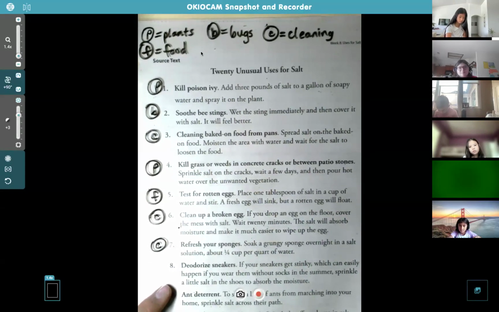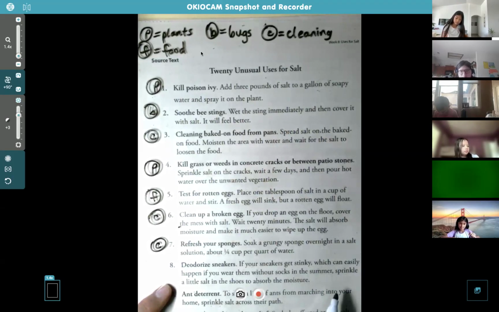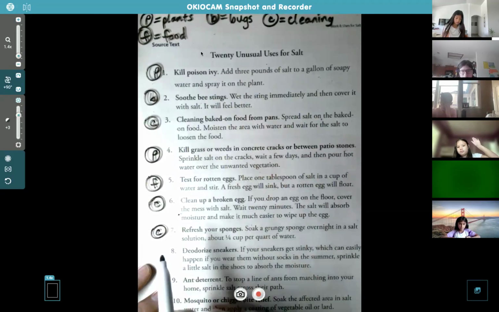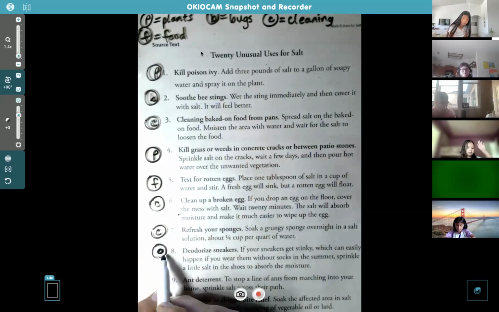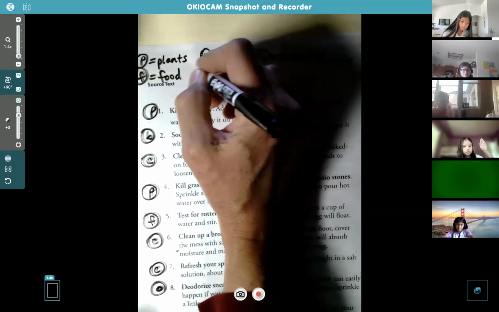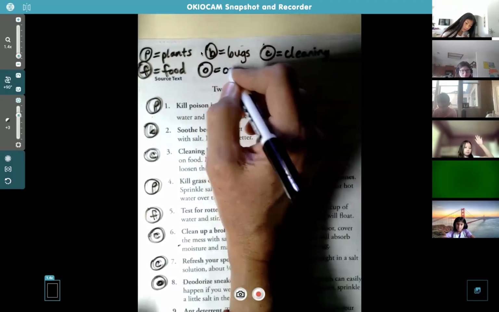Number 8, deodorize your sneakers. Sneakers are your tennis shoes, right? If your sneakers get stinky, which can easily happen if you wear them without socks in the summer, sprinkle a little salt on the shoes to absorb the moisture. There you go. Now that's for odor, so let's call this one O for odor. Put an O with a circle around it, and let's do that at the top if you have room, or squeeze it somewhere on your paper. O equals odor.